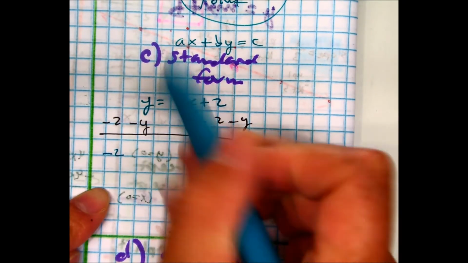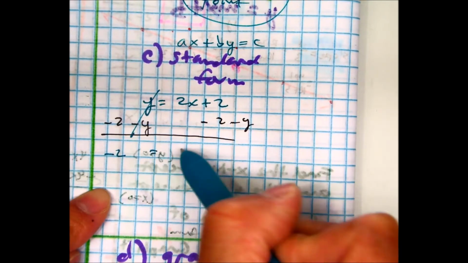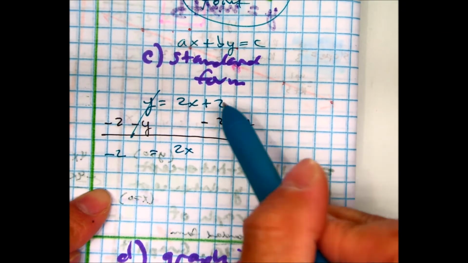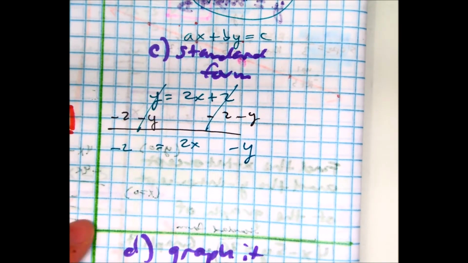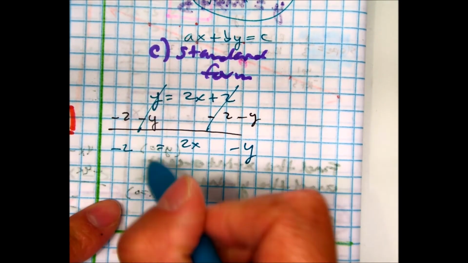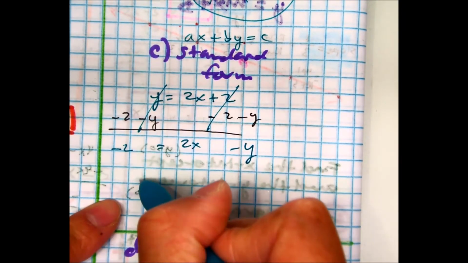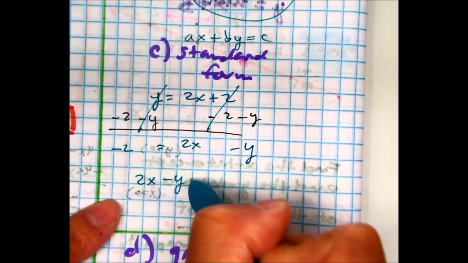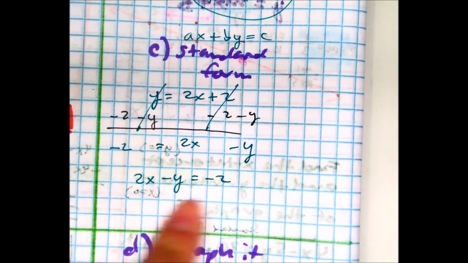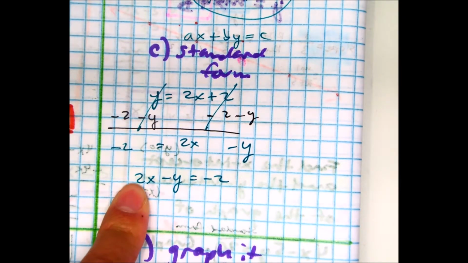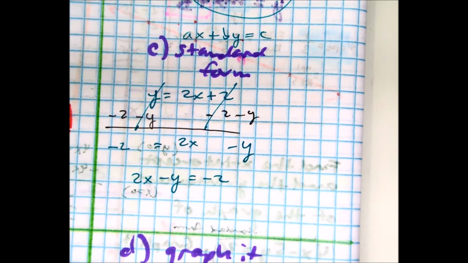Negative 2 equals 2x minus y. Let's just clean that up. x's and y's on the left side looks nice. 2x minus y equals negative 2. It's okay that this one is negative. No fractions. This one's positive. That's what it meant by a is greater than 1.